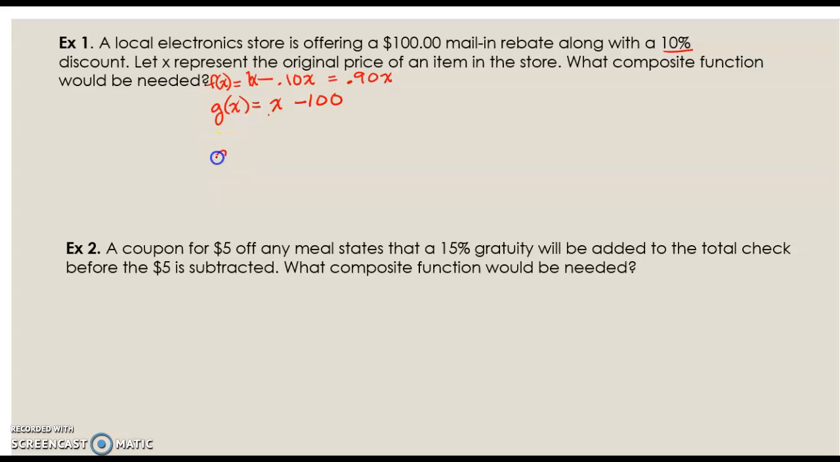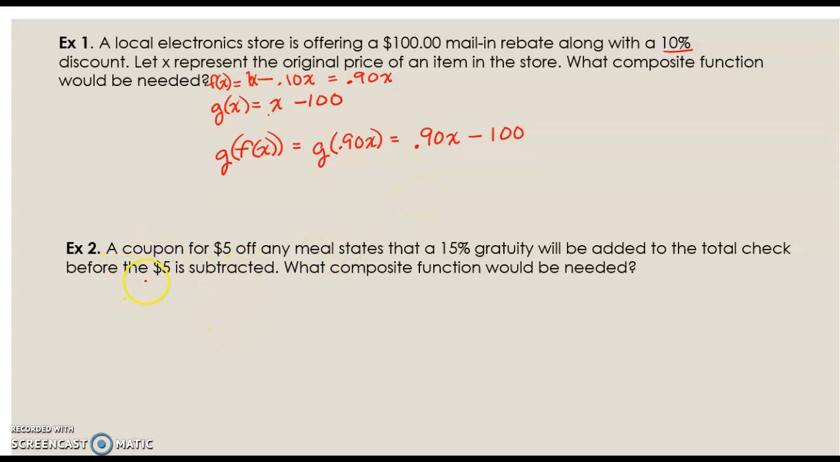Now, start up here. To do both of them, you'd have g of f of x, which is going to be g of 0.90x, because you had to take the 10% off. So this would be the function, 0.90x minus 100, that you could apply to anything that fell under this, the $100 mail-in rebate with the 10% discount.